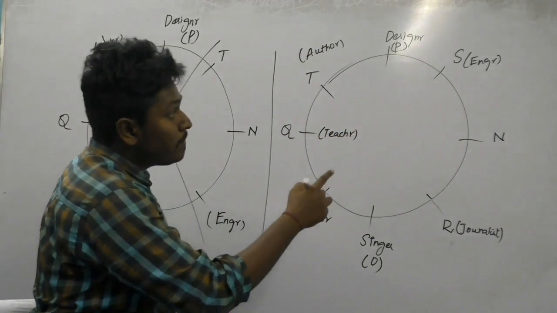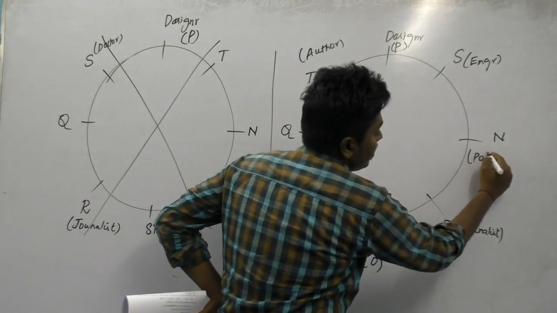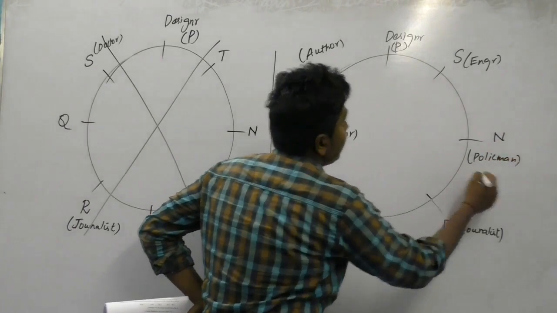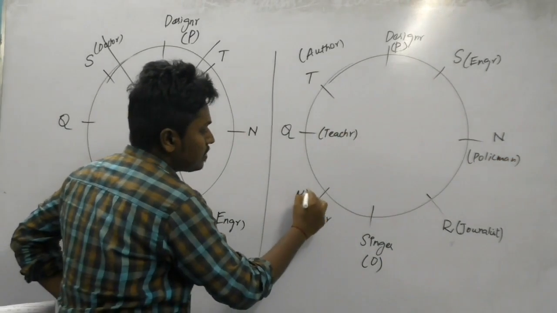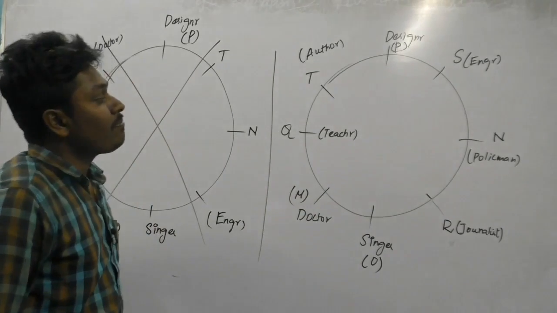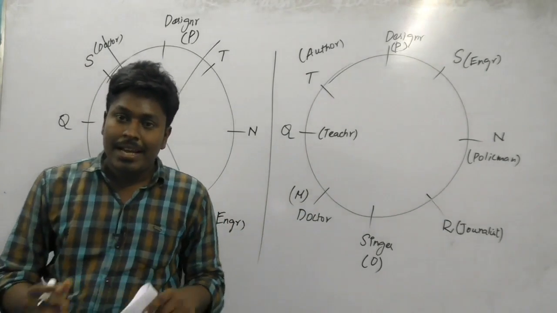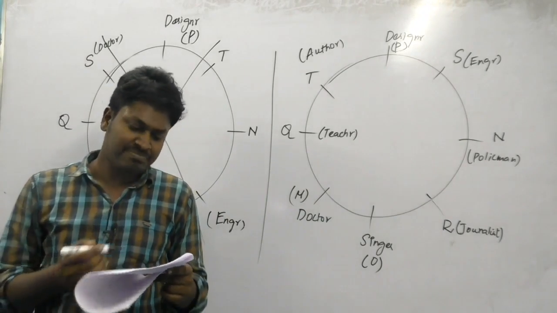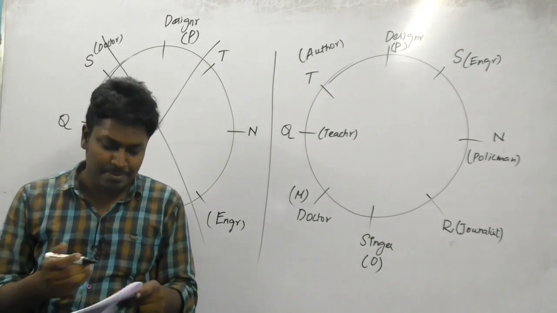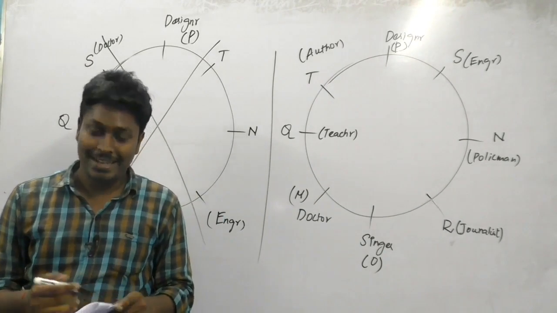I hope that only one person is remaining, that is policeman, right? Policeman will be N, and another one letter is remaining, that is M. So M will be a doctor. Friends, this question was previously asked in LIC AAO, right? If you follow this procedure, I hope that definitely solving these types of questions will be so easy, right?